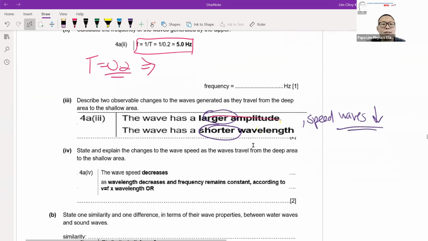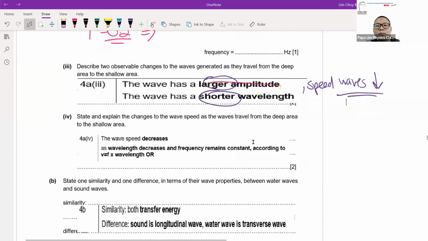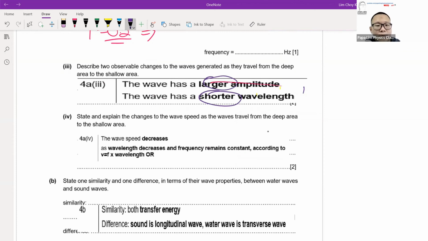Now, state and explain the change in speed. Oh yeah, since the question mentions part 4 is the change in speed, I can't do that in part 3, otherwise I'm just repeating the answer. So part 4 asks what is the change in the speed. Like I mentioned before, the speed will decrease. Why? Because the wavelength decreases based on the picture. With frequency remaining the same, the speed will decrease, based on the formula v = fλ.